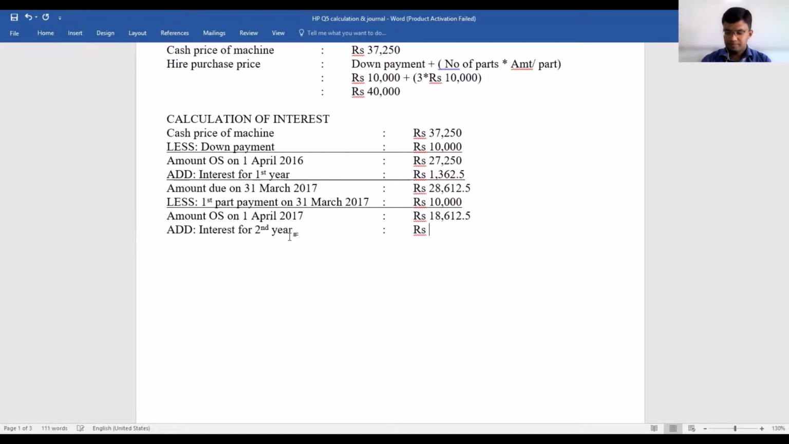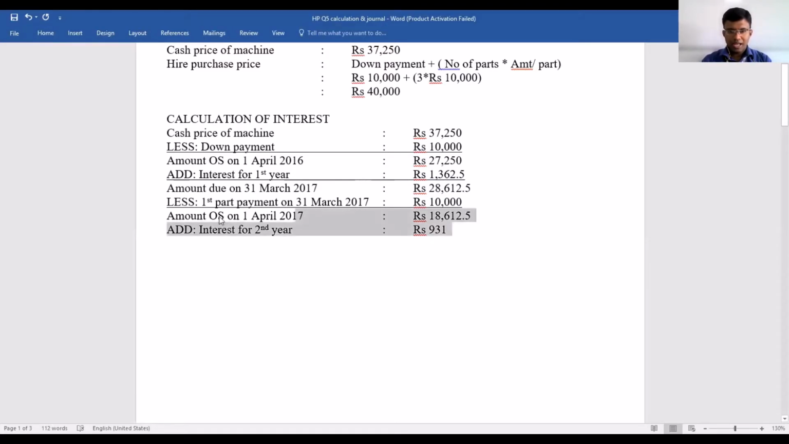So 18,612.5, and that works out to be 930.625. I'm going to round this off to 931. Okay, I'm rounding it off because else it will be a little difficult for us to proceed with the calculations.